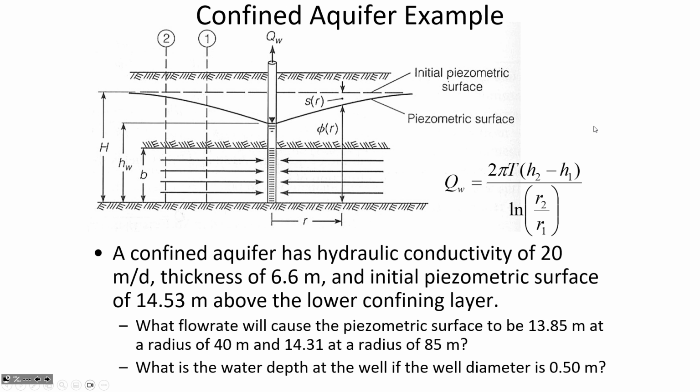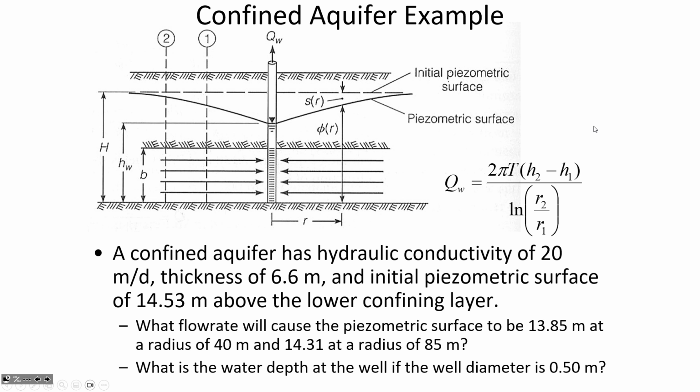Now, does that make sense? Is that reasonable based on what we know the shape of the curve should be? The closer you get to the well, the height of the piezometric surface should be lower. So that is what we see. When we're 40 meters from the well, the height of the piezometric surface is 13.85, but then at 85, further away, the height of the piezometric surface is 14.31.